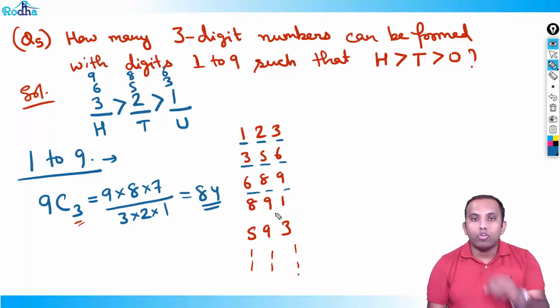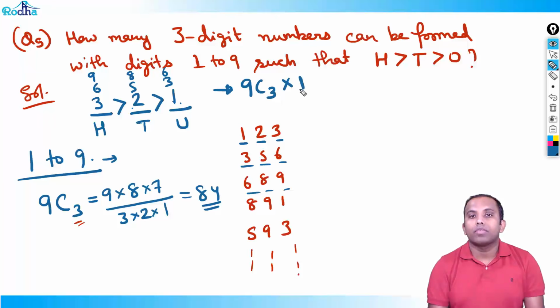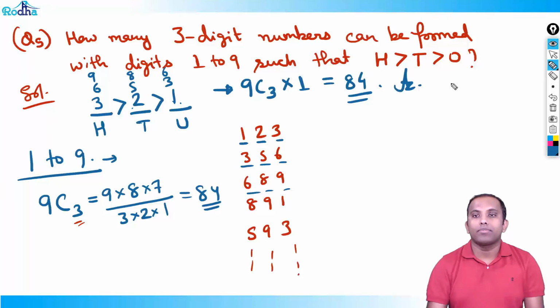That means I can form 84 groups here, and all the groups can be placed in only one way. No shuffling, because if I shuffle 1, 2, 3, then 1 will come here, 2 will come here, and in that case the hundreds place is not greater than tens, which is not greater than ones. Therefore, what is the answer? I can make 9 C3 different groups, and each group can be placed in only one way. The answer is 84. So 84 is the answer for this question, right?